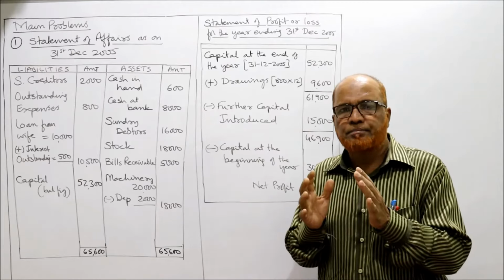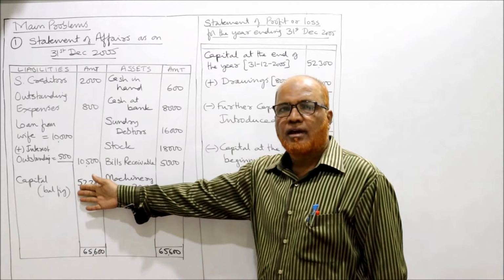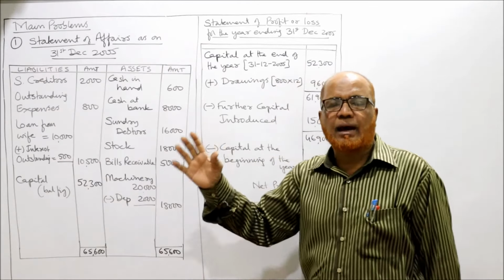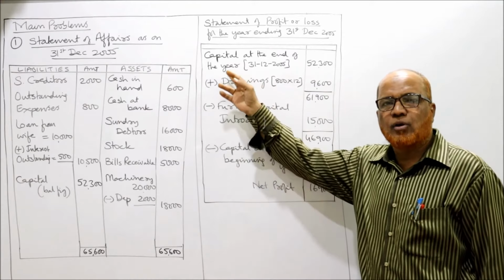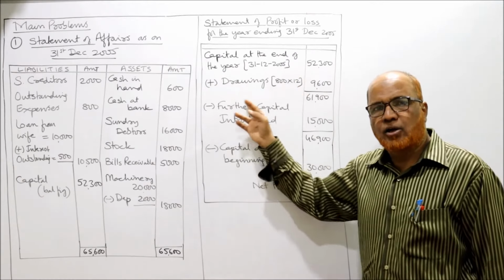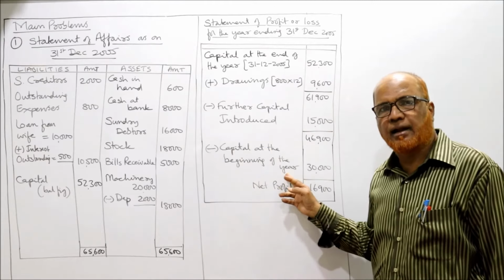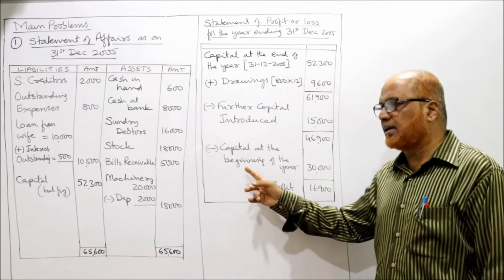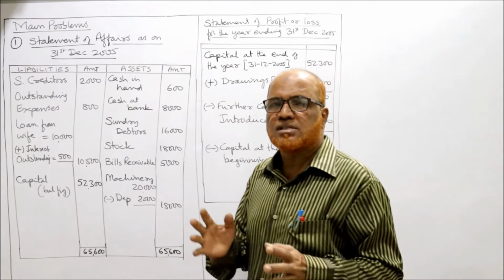So you have to remember, first of all, we need the capital at the end of the year, and after calculating capital at the end of the year, make a statement of profit or loss. And remember, we have to begin with capital at the end, add drawings, less further capital introduced, we'll get adjusted capital at the end. From adjusted capital at the end, deduct capital in the beginning of the year, we'll get the profit. That's all. This is the first problem.